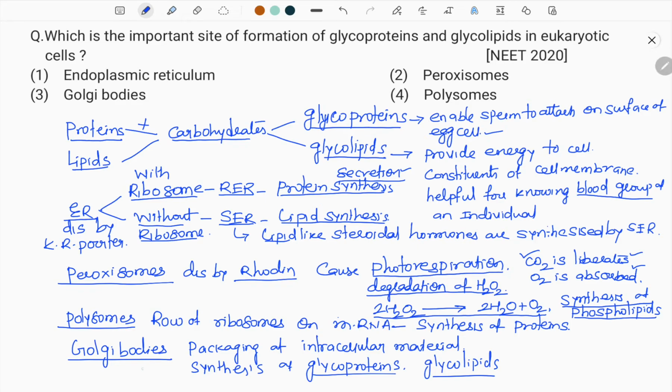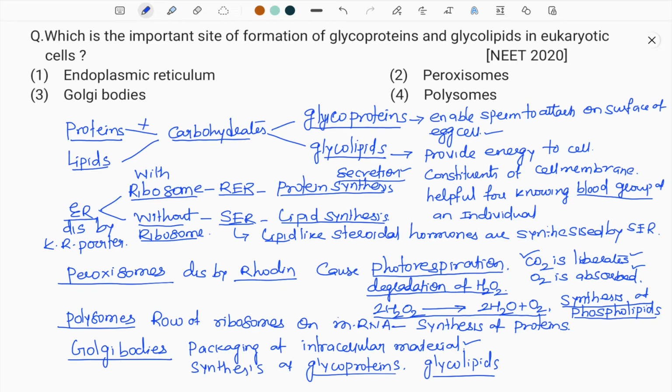Coming to Golgi bodies. Golgi bodies are densely stained reticular structures found near the nucleus. They were reported by Camillo Golgi, hence they are named Golgi bodies after the scientist. They package intracellular material. Their main function is glycoprotein and glycolipid synthesis. After intracellular packaging, they may release the packed items either inside the cell or outside the cell.